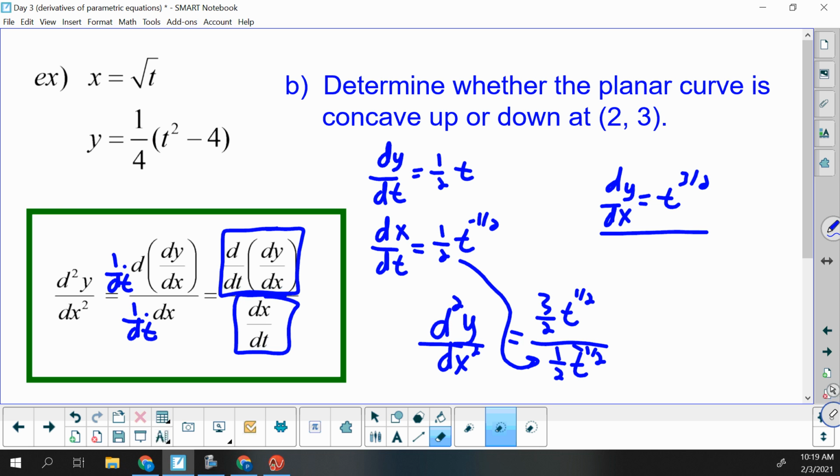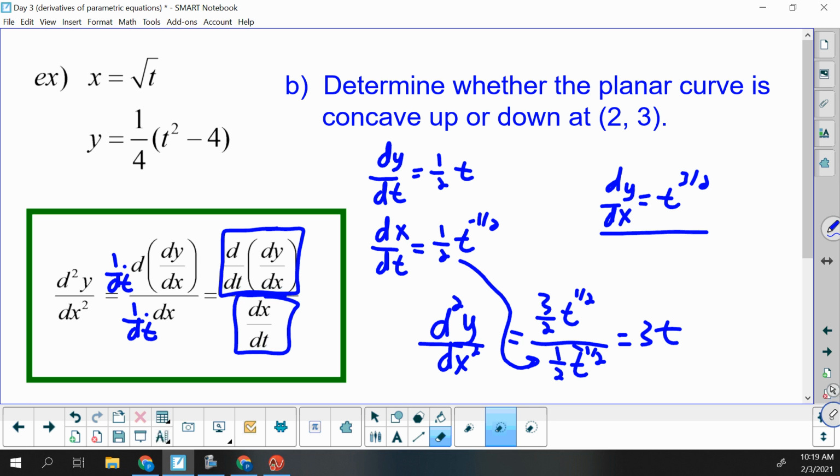Well, if we neaten that up, our coefficient's going to be 3. Subtract your exponents, and you just get t. So be very careful of that. The second derivative of your parametric, you're not just doing the first derivative with respect to t. It's the first derivative with respect to t divided by that original dx over dt.